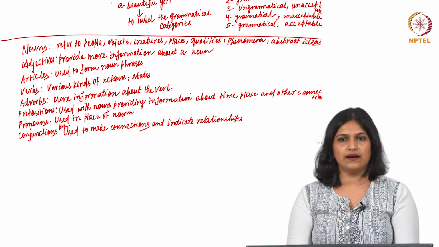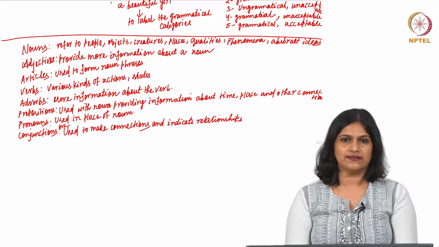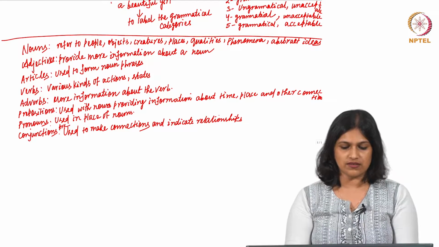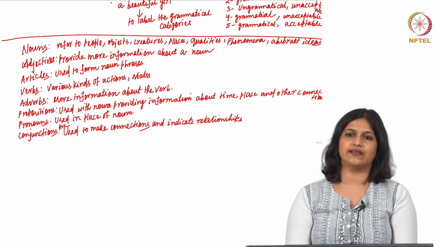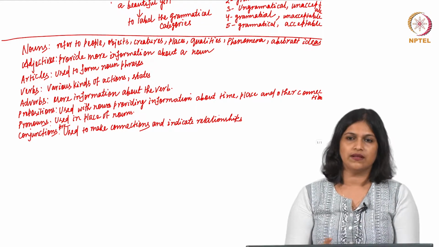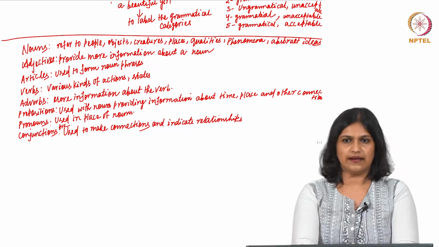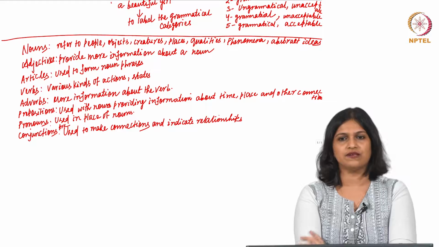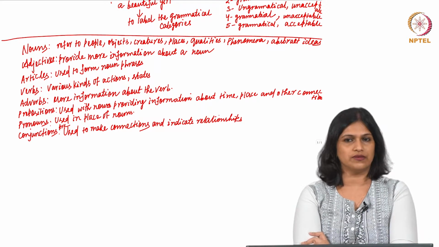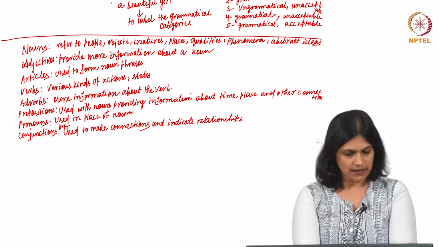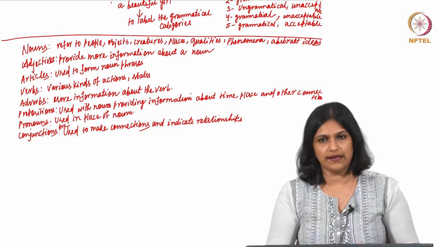So, when you say, let us say, I could not write the exam when I was ill. So, when you say when I was ill, when is a conjunction which does not just connect, but it also indicates the relationship. So, what is that relationship? That when I was ill, I am talking about the time relationship here, this was the time when my health was not good, that is the reason why I couldn't write the exam. So, conjunctions could either help you to make connections, or it can also indicate relationships.